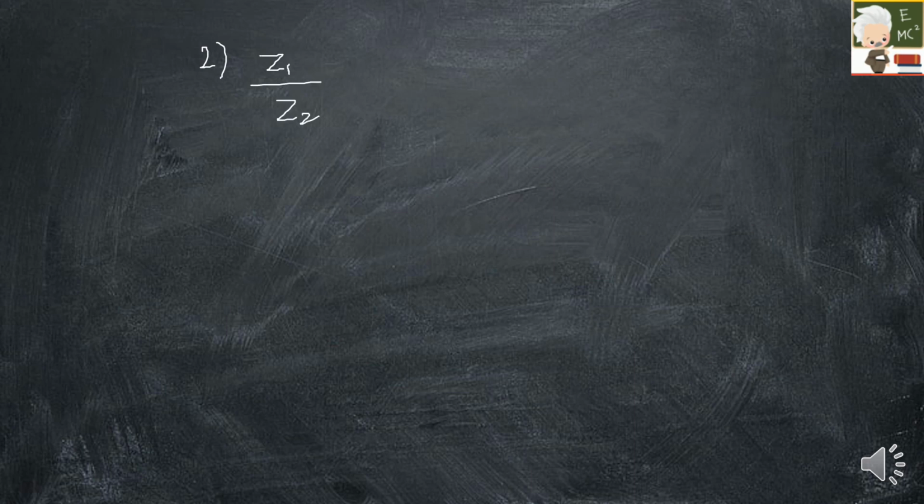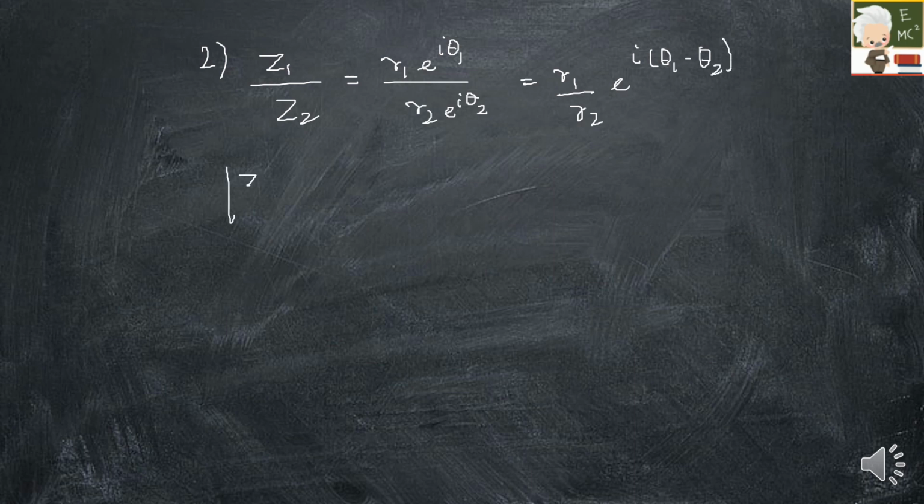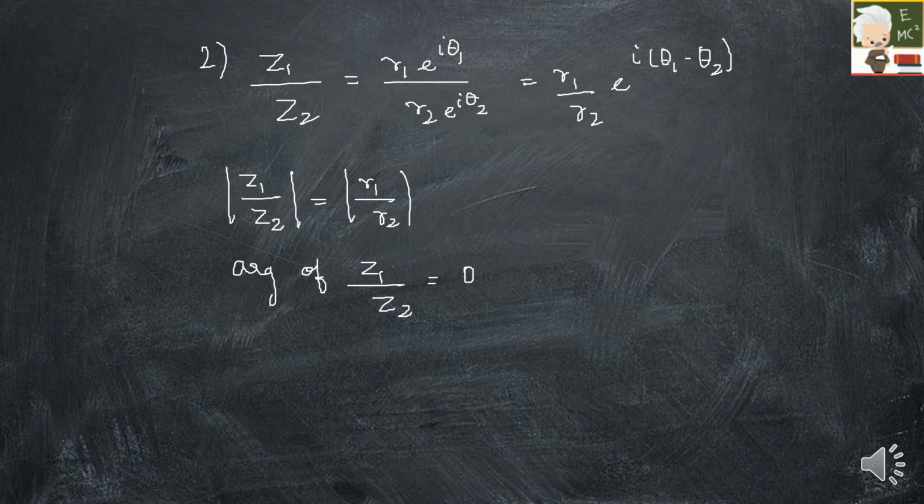The second property is z1 by z2, which will be equal to r1 e raised to i theta 1 divided by r2 e raised to i theta 2. So I will take this to the numerator, which will be r1 by r2 into e raised to i into theta 1 minus theta 2. So what is modulus of z1 by modulus of z2? It is nothing but r1 by r2. And then next, argument of z1 by z2 will be the difference, so theta 1 minus theta 2. So this is what your z1 by z2 denotes. This is nothing but argument of z1 minus argument of z2. Hope you got these properties. Again, these will be really helpful while doing the sums in future.